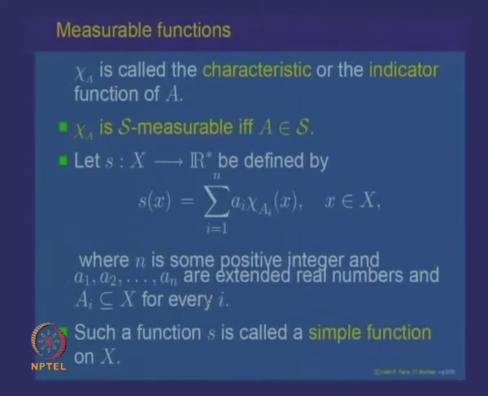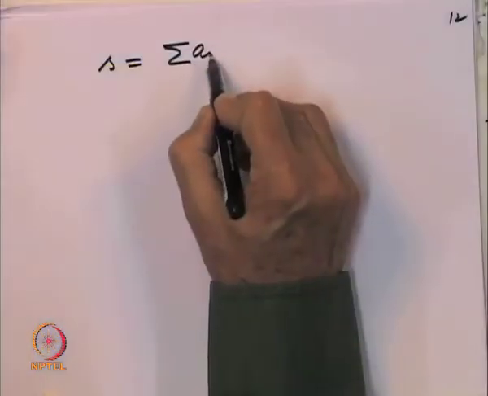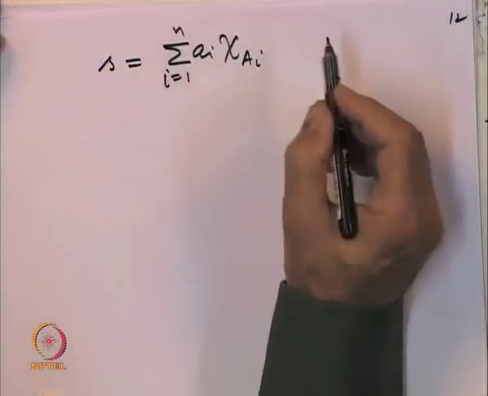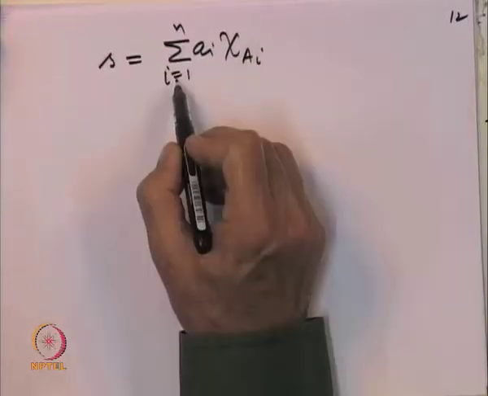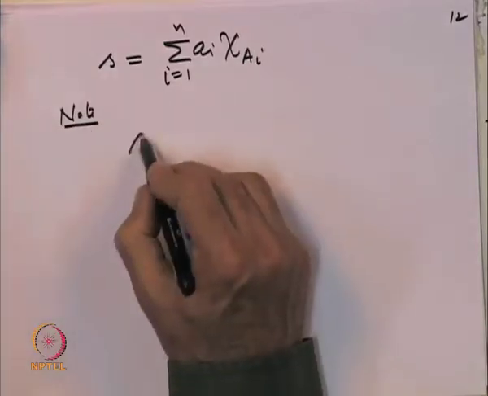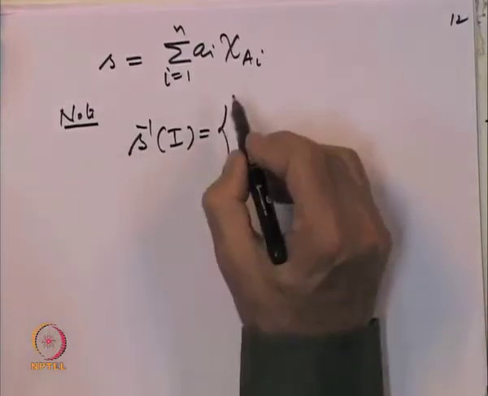Our claim is that a simple function is measurable if and only if each one of the A_i's belongs to the sigma-algebra S. So, we want to prove that a simple function s, which is the sum of a_i times the indicator function of A_i, i equal to 1 to n, is measurable if and only if this holds. Let us observe. Note, to check measurability, we have to look at f inverse of an interval I.